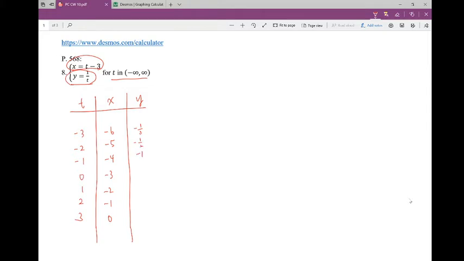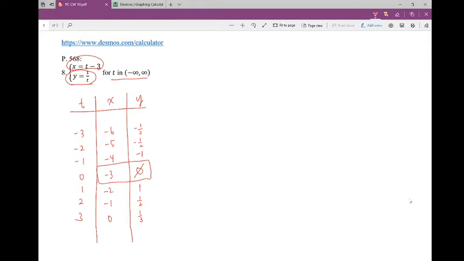Here we have 1 over 0, which is undefined. That means we have a point negative 3 comma undefined, which is not a point at all. So we are going to be missing this point. And on our graph, we will find that it creates a vertical asymptote. Let's continue. 1 over 1, 1 over 2, and 1 over 3.